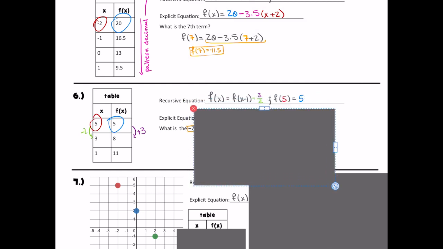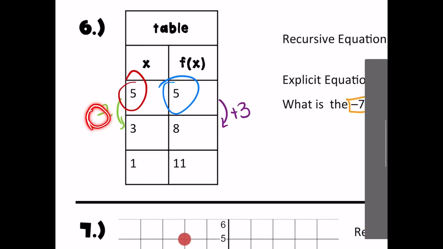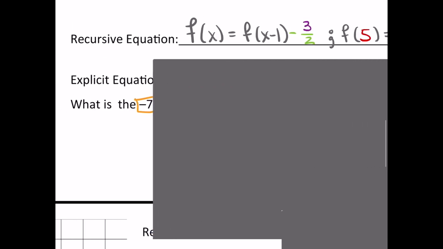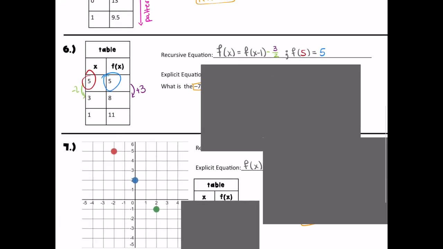When I drop this down, I write a recursive of f of x equals f of x minus 1 minus 3 over 2. So we have to use that minus sign. That's part of our x. That's going to mean that we're subtracting 3/2, okay? So just be careful of something like that. All right, then we have f of 5 equals 5.